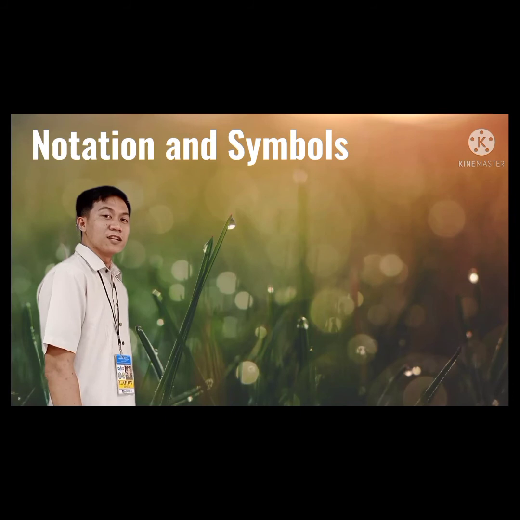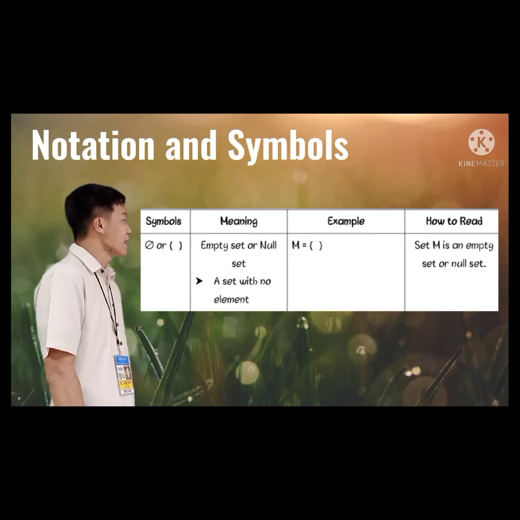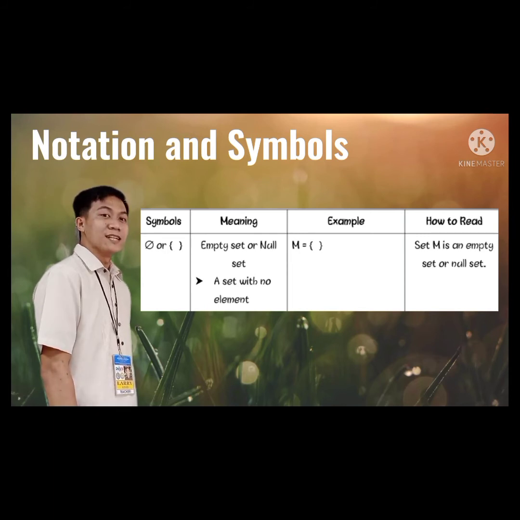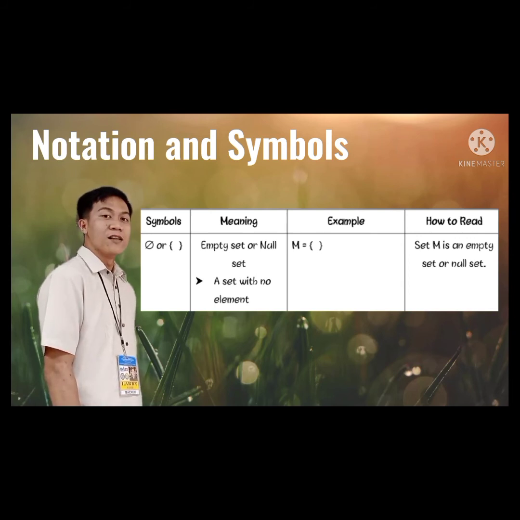The next symbol is the empty set or null set. When you say empty set or null set, that is a set with no element. For example, our set M is a null set or empty set. Set M is an empty set or null set.